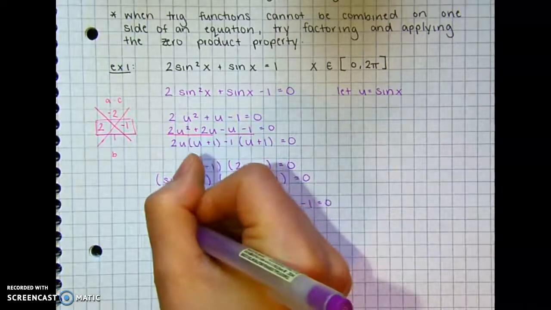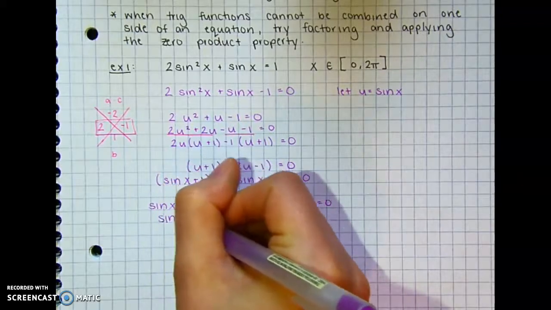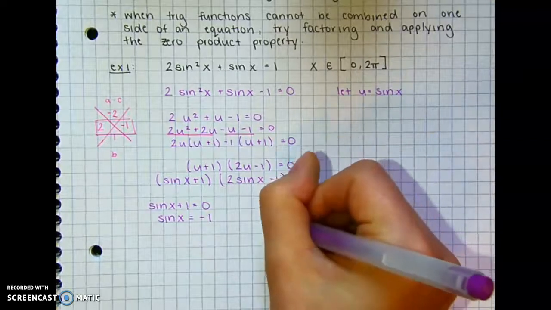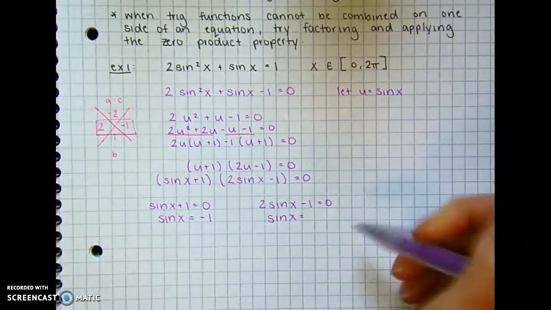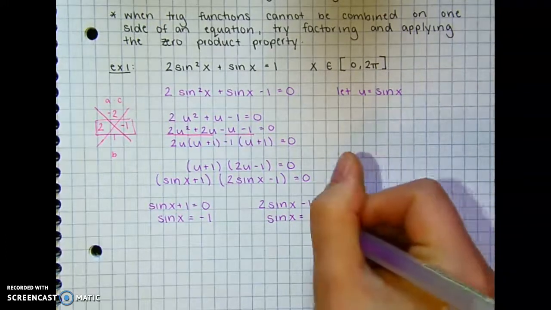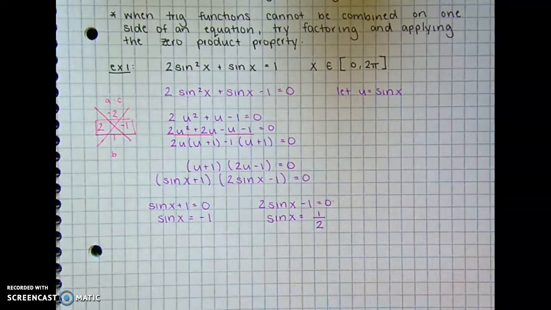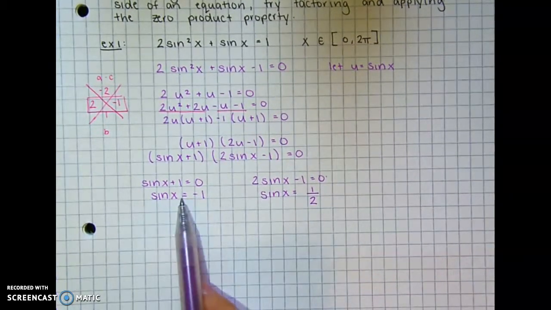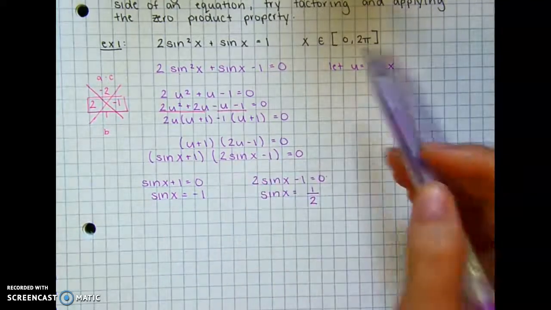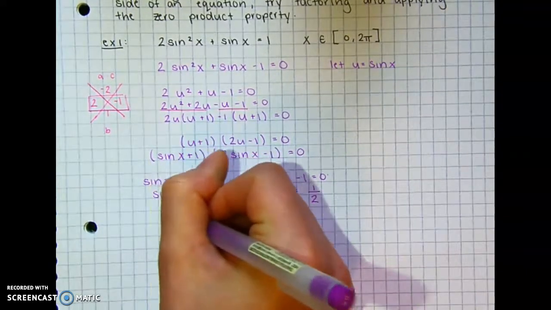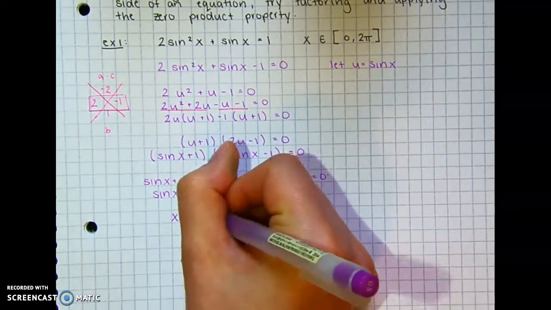So here, sine of x equals negative 1. And here, sine of x will equal, I'm going to add 1 and divide by 2, so it'll equal positive 1/2. And now we're going to think of our unit circle. Okay, sine of what angle will give us negative 1? But remember, it's between 0 and 2 pi, so that only actually occurs once, when x is 3 pi over 2.